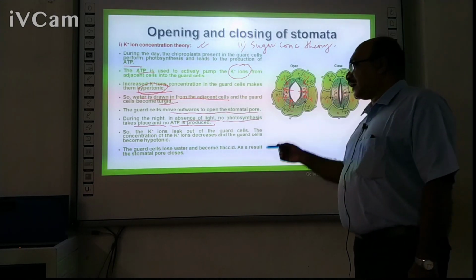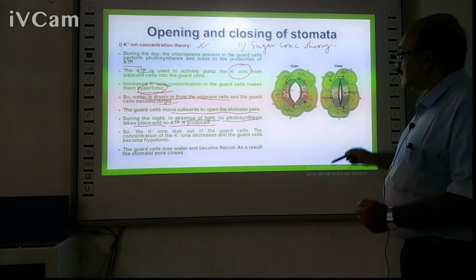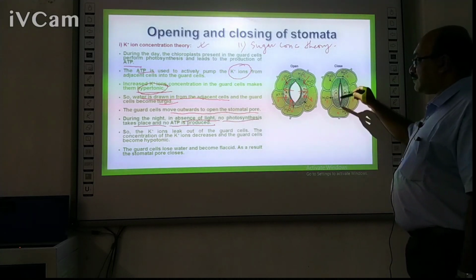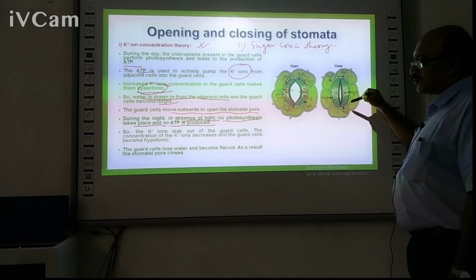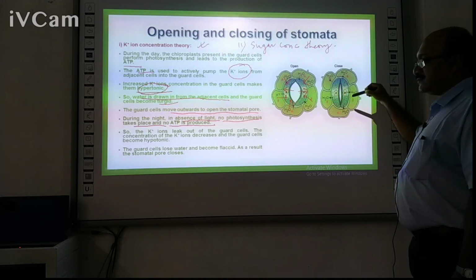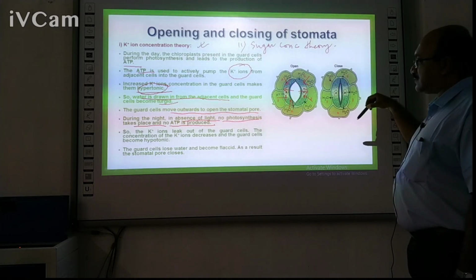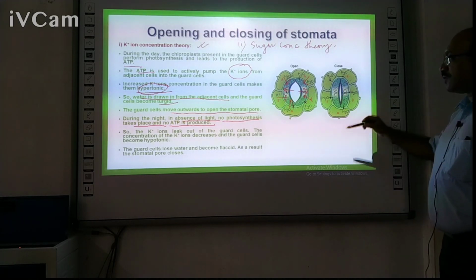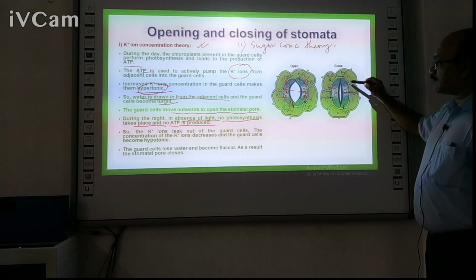The potassium ions cannot be held in these guard cells anymore. Already the concentration of the potassium ions is more compared to the neighboring cells because they have been pumped in from the neighboring cells using the ATP. Now, there is no ATP to hold them back. So, all the potassium ions now leak out.